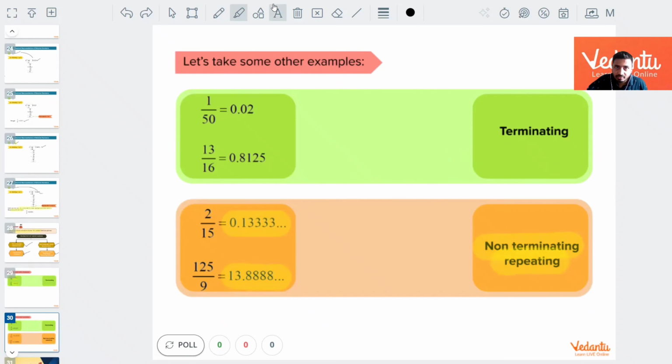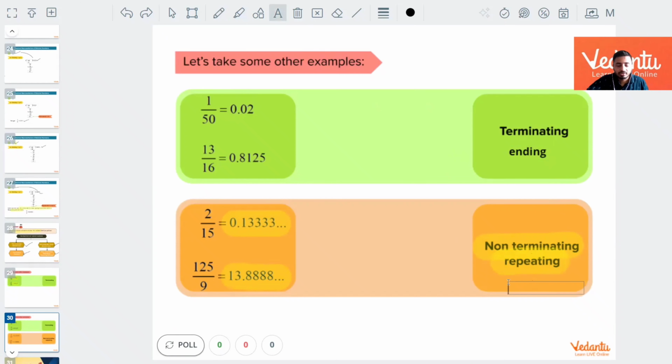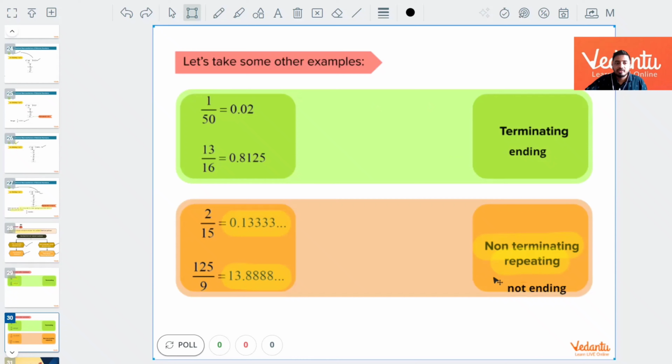Terminating means ending. I'm going to write here: terminating means ending. Clear? And non-terminating means not ending. Okay. Anybody having any doubt? Clear? Okay, excellent.